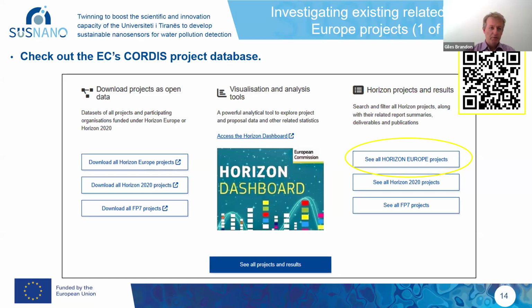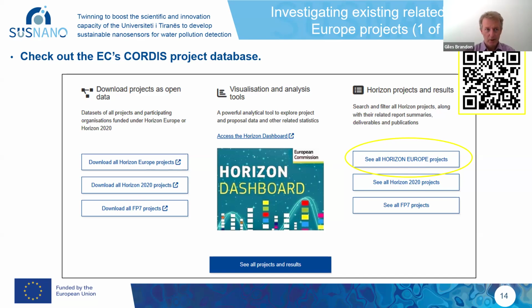But this idea of investigating existing projects is also very useful because it helps you to get a better idea about the structure of projects, the type of consortia, the partners that are in projects, how they've written their project abstracts, and what sort of budgets they have. All this kind of information you can access for free through the European Commission's Cordis project database. This is an online website. The QR code in the top right will take you directly there.